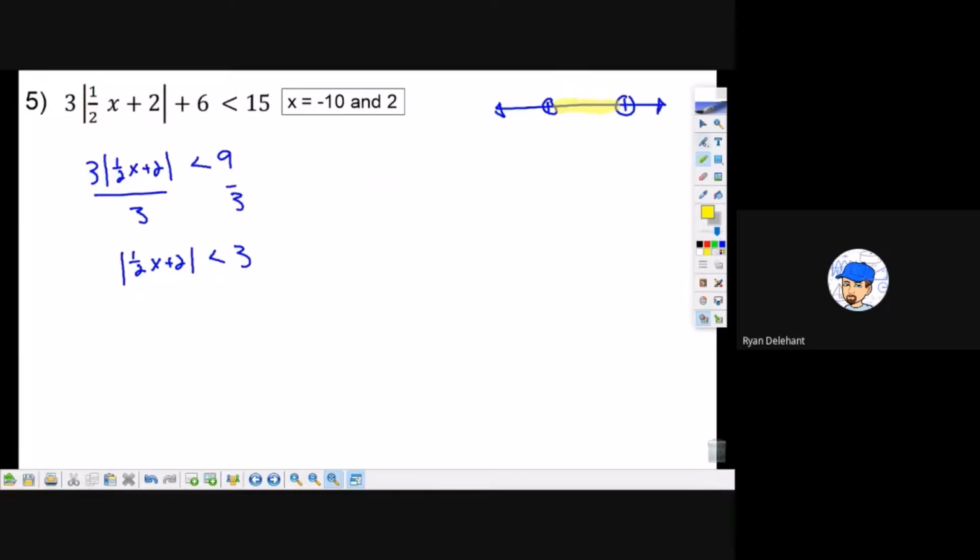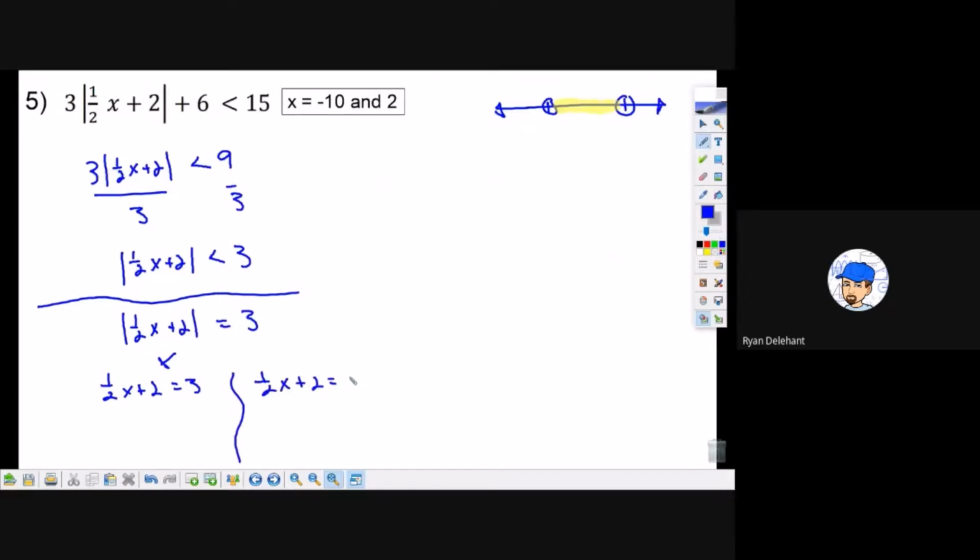We can still go about this just like we did before. Pretend this is an equal sign so we can find the numbers at the end, and then we'll write our answer from that. So this is where I get 1/2 x plus 2 equals 3, and 1/2 x plus 2 equals -3. So 1/2 x is +1.